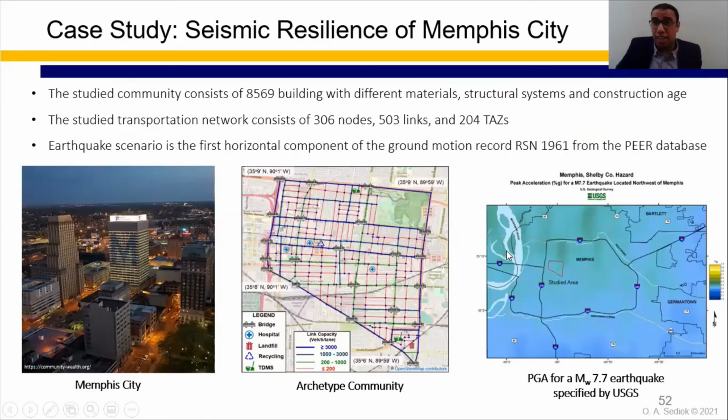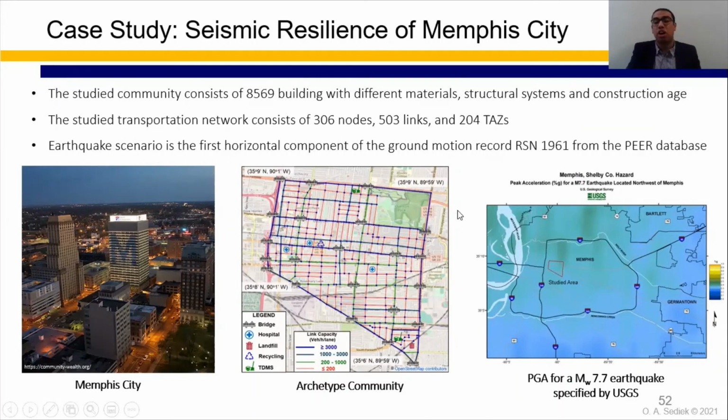To showcase the capabilities of the proposed simulation model, we tested our model through a case study focused on the seismic resilience of a part of Memphis city in Shelby County in Tennessee. This community consists of more than 8,000 buildings, and the transportation network consists of more than 300 nodes, 500 links, and 200 traffic analysis zones.